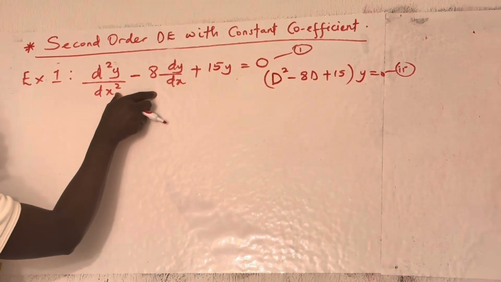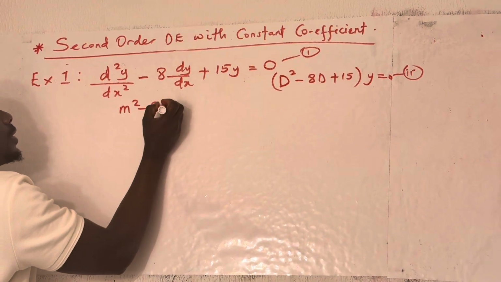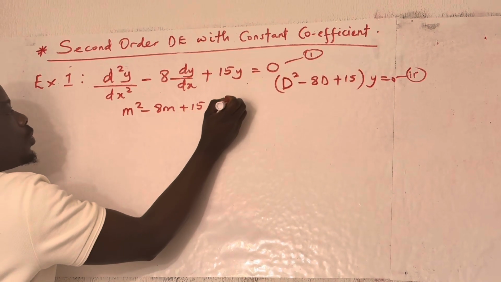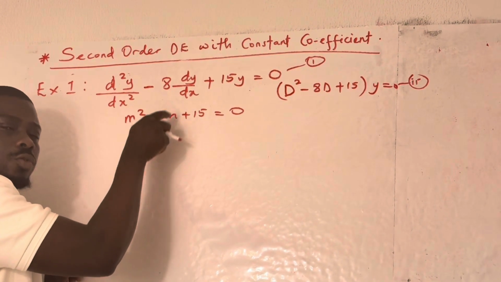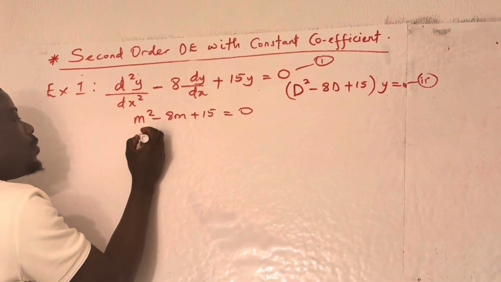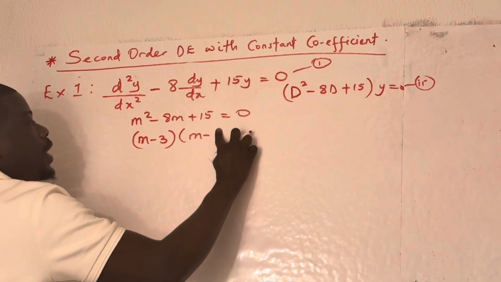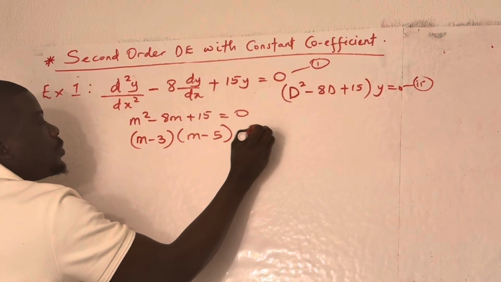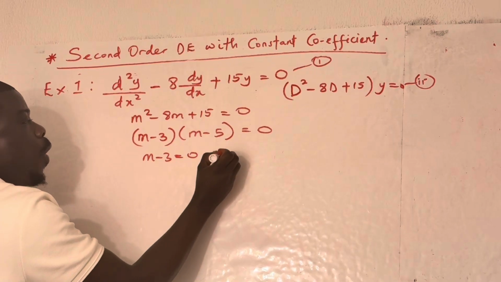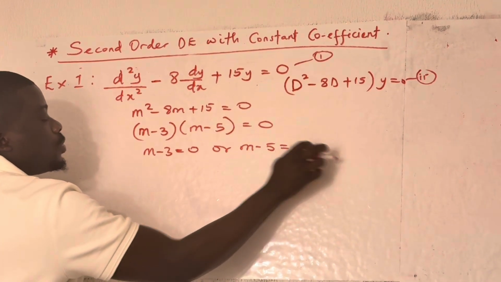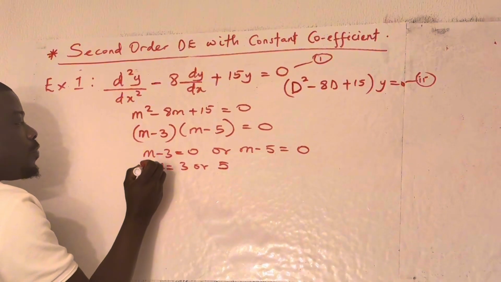Now, on solving this problem, we convert it to a quadratic equation, and that will give us m squared minus 8m plus 15 equals 0. Now, from our knowledge in secondary school or high school, we can easily solve this quadratic equation. On solving, this will give us m minus 3, m minus 5 all equals 0. Which implies that m minus 3 equals 0 or m minus 5 equals 0. So m equals 3 or 5. So this is the value of our m.